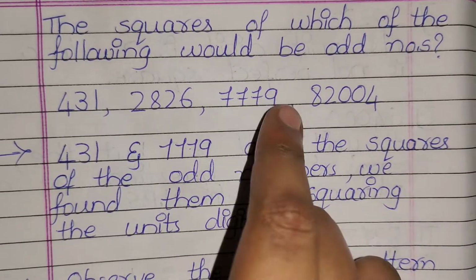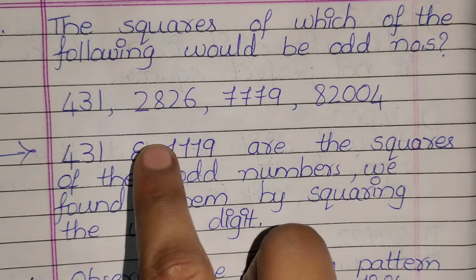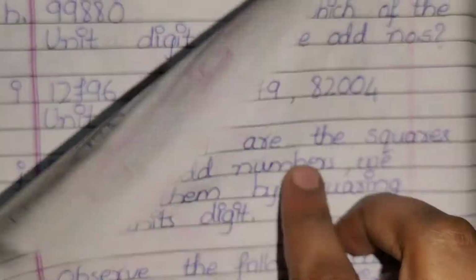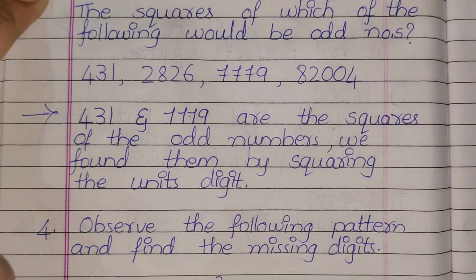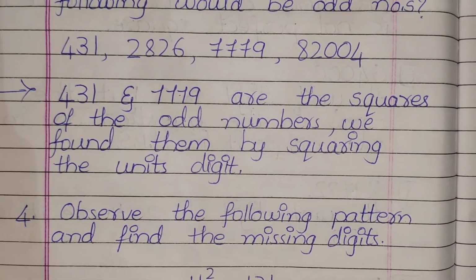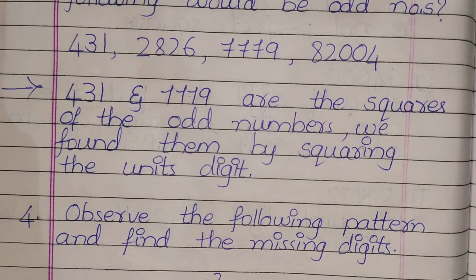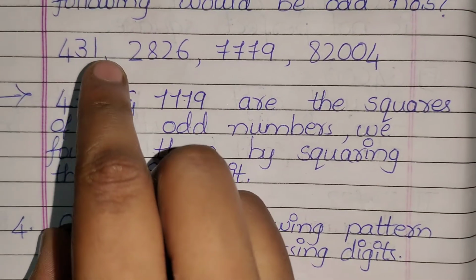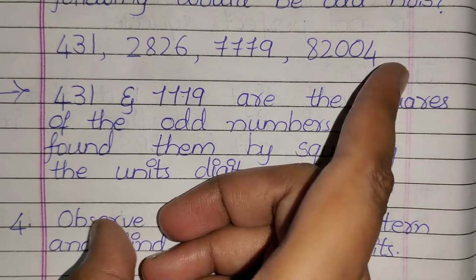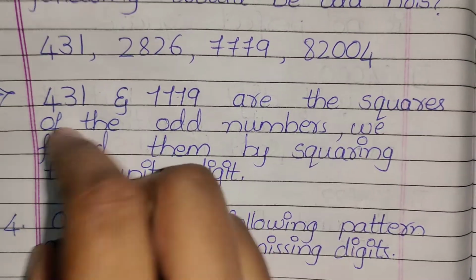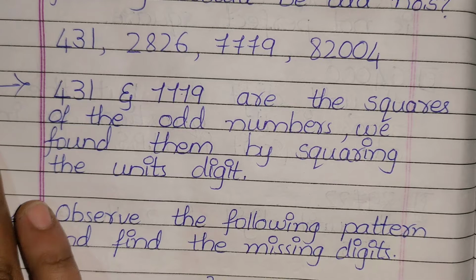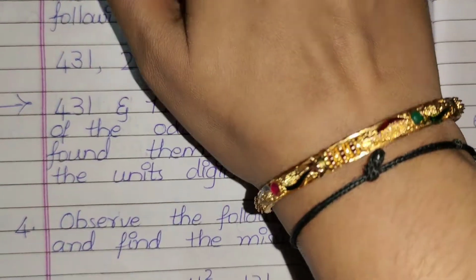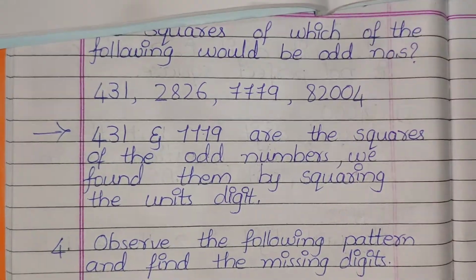So 431 and 7,799 are squares of odd numbers. We found them by squaring the unit digit. We observed the last digits, the unit digits, and found the squares of them. Then we came to know that it is an odd square. I hope this part is clear to you all.